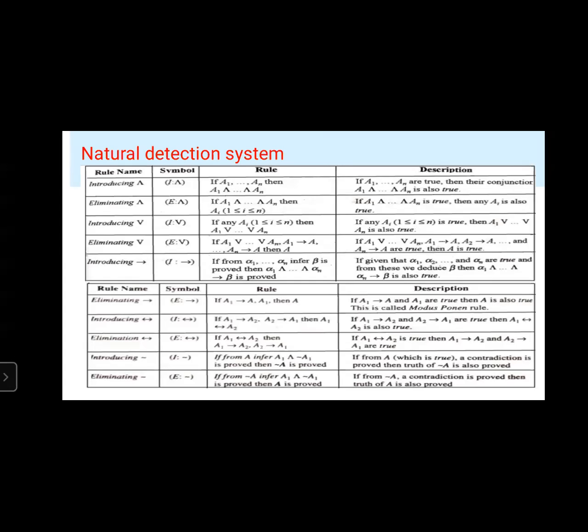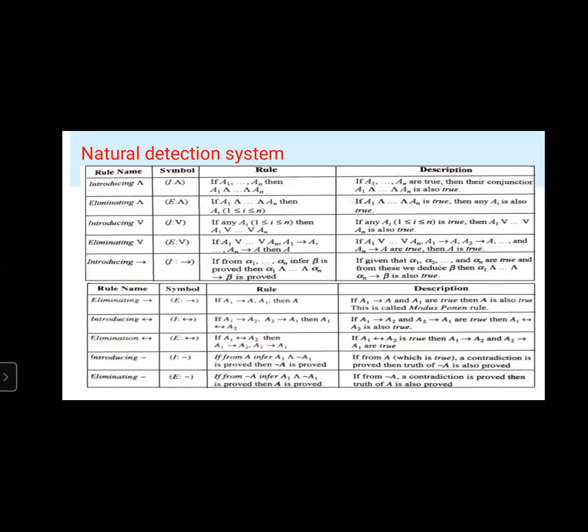Next, introducing negation. I colon negation. If from A we infer A1 and not A1 is proved, then negation A is proved. If from A, which is true, a contradiction is proved, then the truth of negation A is also proved. Contradiction means negation. If this is proved, then this is proved.